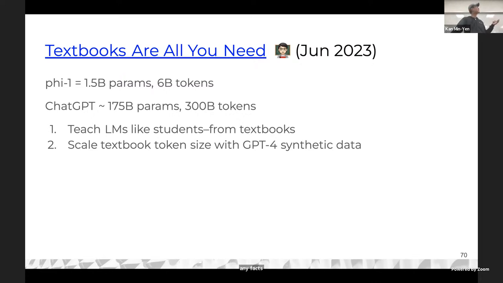Right. The second model is called Phi-1. It's 100 times bigger, 1.5 billion parameters, but far smaller than ChatGPT.